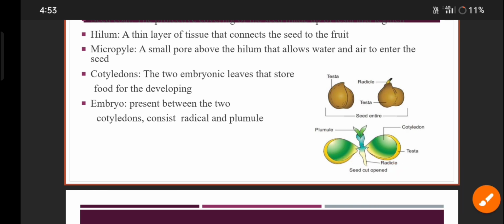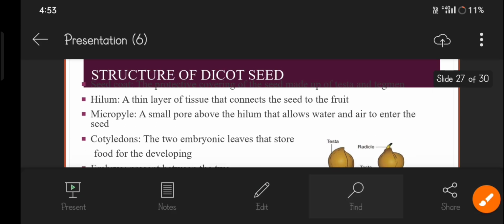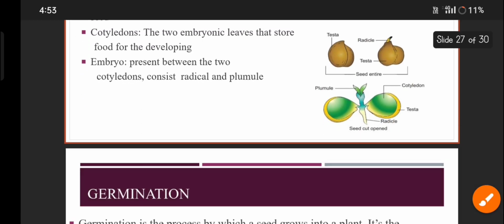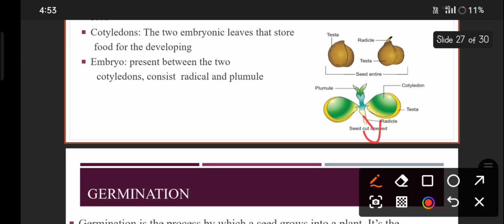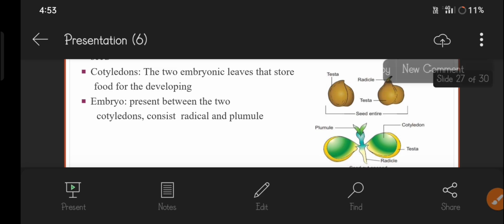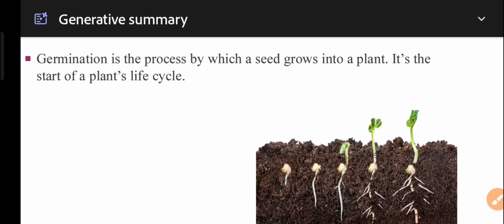And then what is the embryo? In between the two cotyledons, the embryo is present. In the embryo we can see the radicle, which will grow into a root-like structure, and the plumule, which is the shoot structure. This is about the structure of the dicot seed. So the next one is germination. So what is germination?